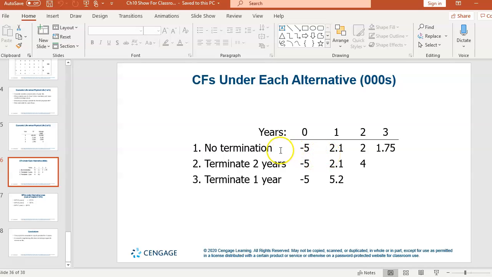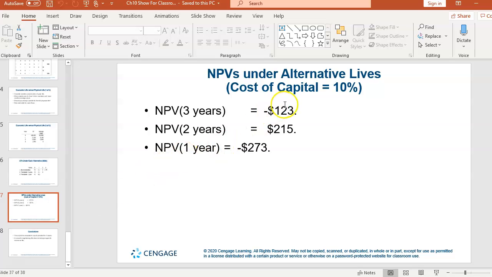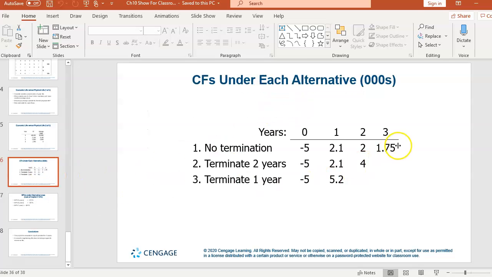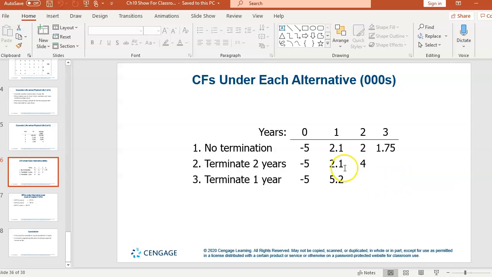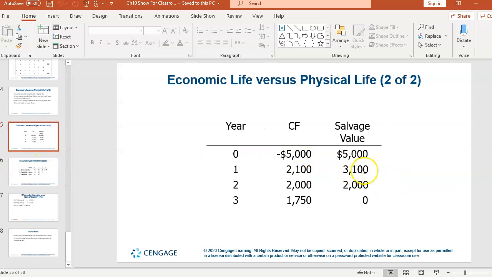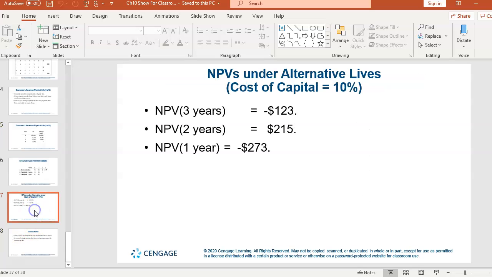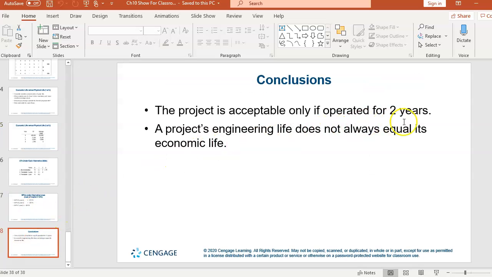And this tells me what the cash flows are under each alternative. Basically, when do I pull the plug? If I don't terminate and I run the project for 3 years, if I terminate after 2 years, if I terminate after 1 year, and then I do my NPV based on those three. These three alternatives here: full operations, 2 years or 1 year. Here's my NPVs. Well, if I keep the project going for 3 years, I actually lose money. If I pull the plug after 2 years, I make 215. If I pull the plug after 1 year, I lose 273. So obviously what this says is after year 2, I pull the plug because I get this nice big salvage value over here. So what we're saying here in this example is I'd pull the plug after 2 years.